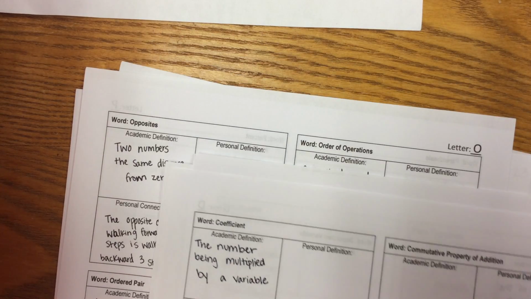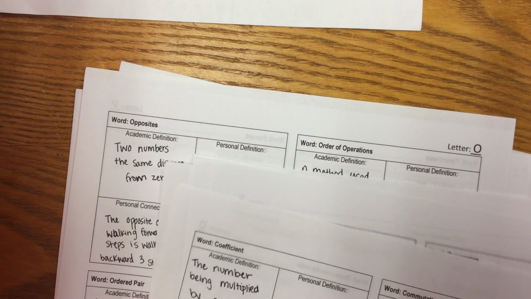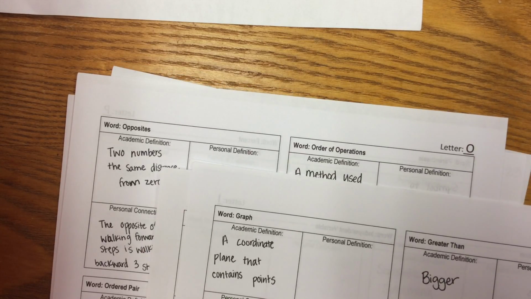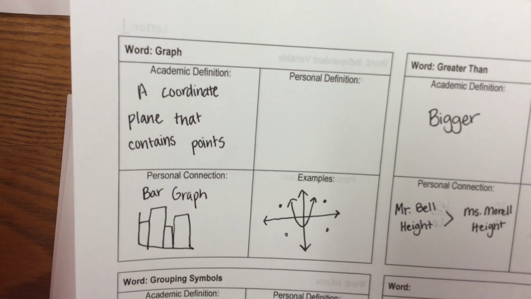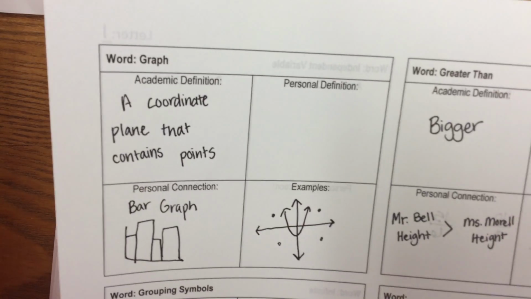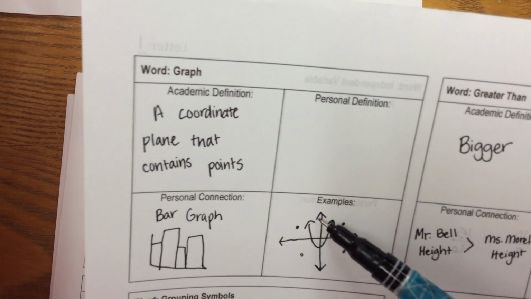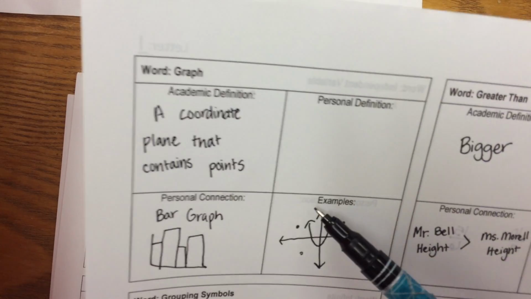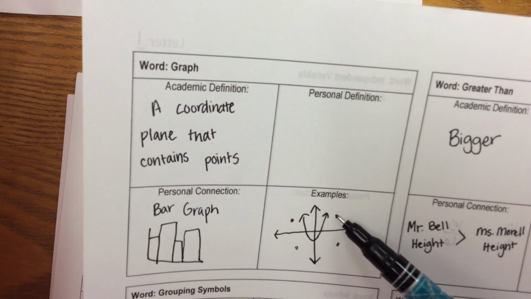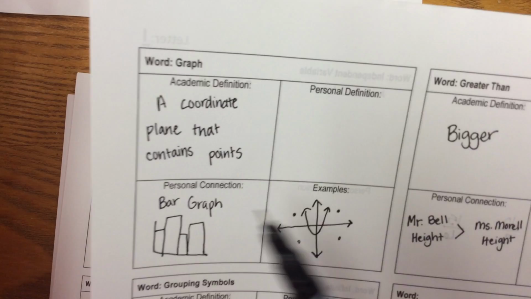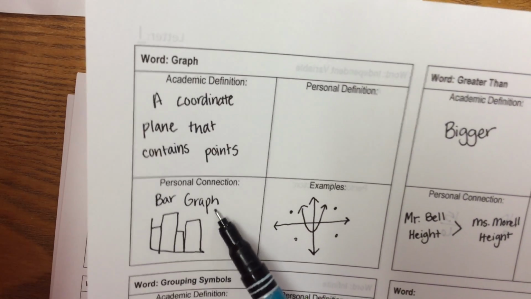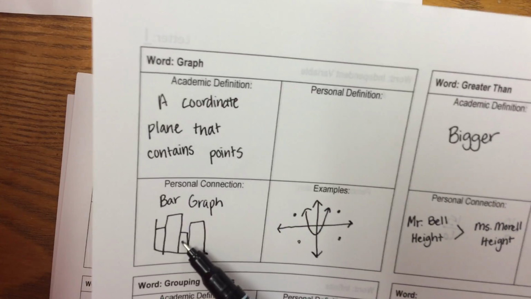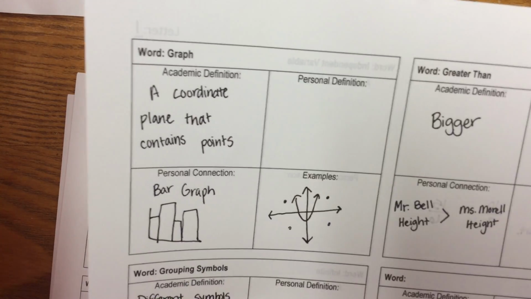Next up, we have graph, G. Okay, and that's on page 7. So graph means a coordinate plane that contains points. So for example, if we have a coordinate plane, that's the 4 sides. We could have a graph that looks like a U, maybe some points are on it. Okay, and a personal connection, lots of you have made bar graphs before. If you haven't, that's okay, but you've maybe seen them in your textbooks. Okay, so that's a bar graph.